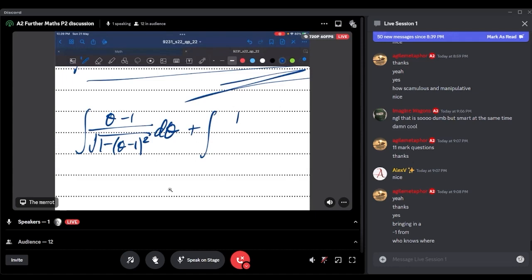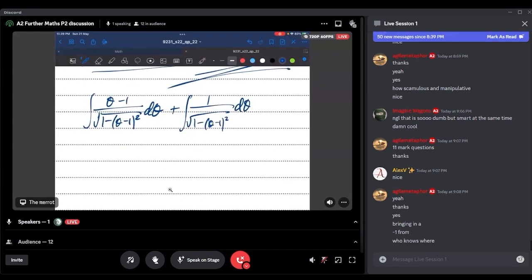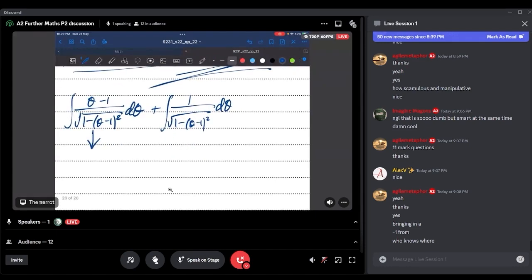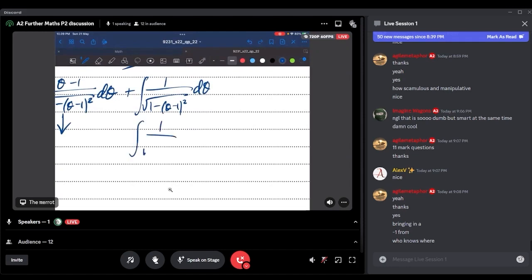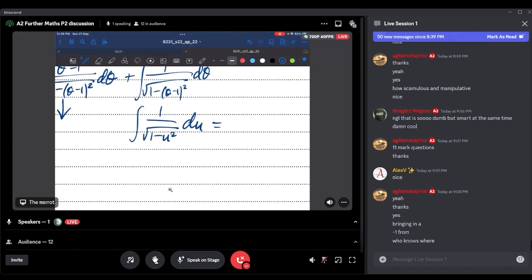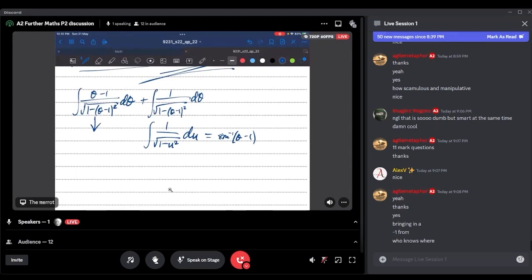So now you know how to solve this, and all you're left to do is to solve this. And this is just 1 over root 1 minus u squared. So it's going to be like sine inverse of theta minus 1. So either you do that trick or you do this. You have to force the minus 1 in there, but at the cost of adding it back. So it's plus 0, adding 0.